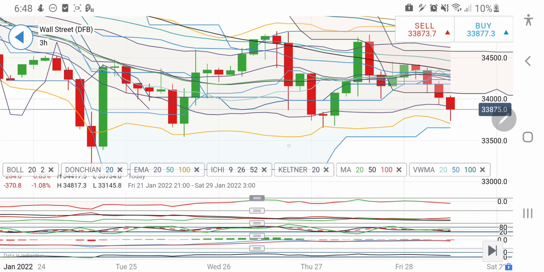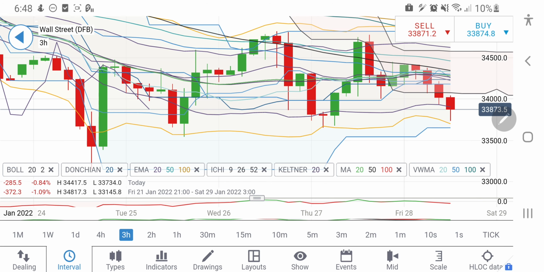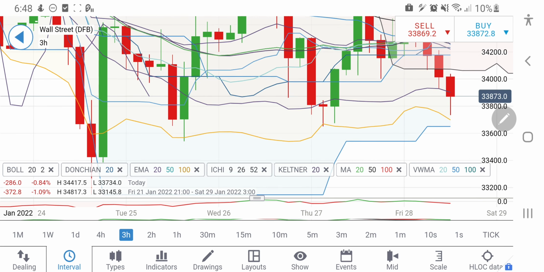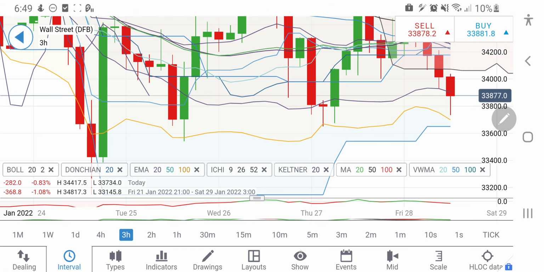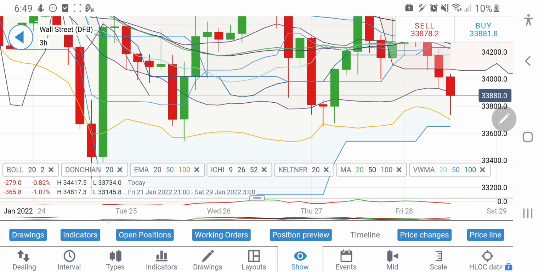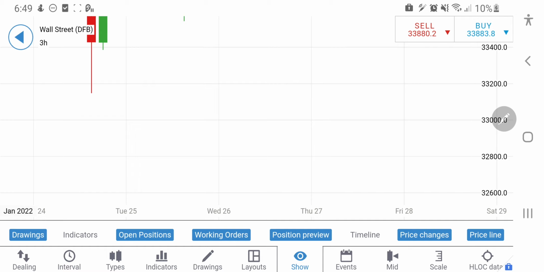MACD lines have crossed over, support coming into the picture here at around 33,750 zone, and probably this zone at 33,750, 700 may provide very strong support. Below that it will fall strongly, and stochastic is comfortable there, but almost trading with a sell. Considering this, let me jump to the levels here.